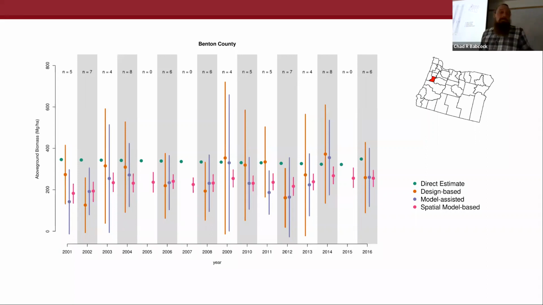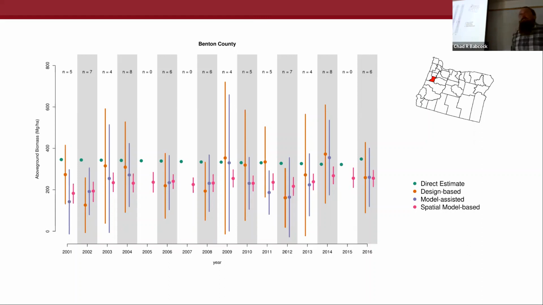Chad, these are all awesome. Do they then motivate your thought for carbon markets, especially for, say, a smaller landowner? They would argue for spatial model-based, right, to help. Yeah, so even at these small sample sizes, we can still generate estimates with a fairly high amount of confidence.